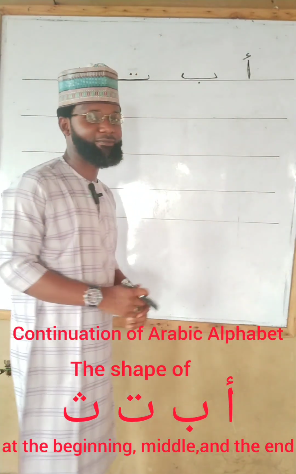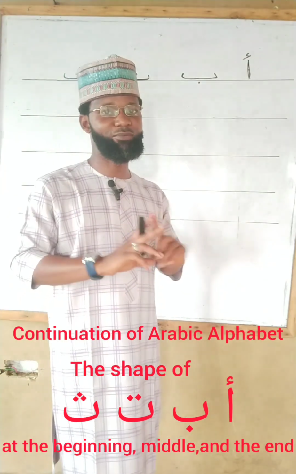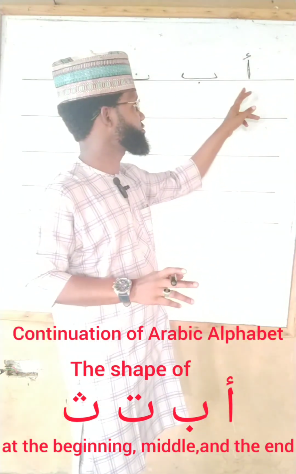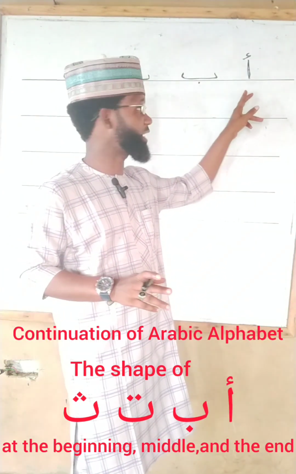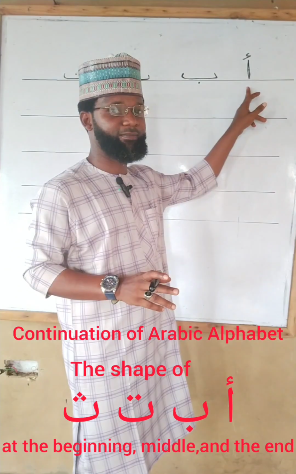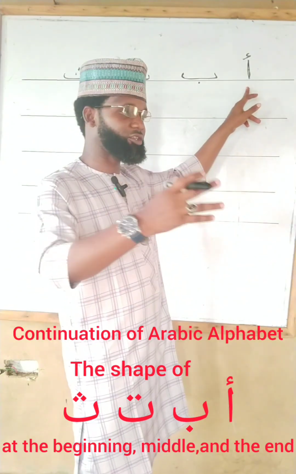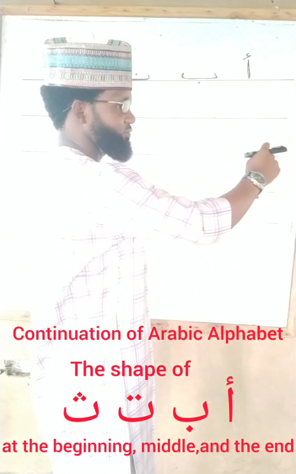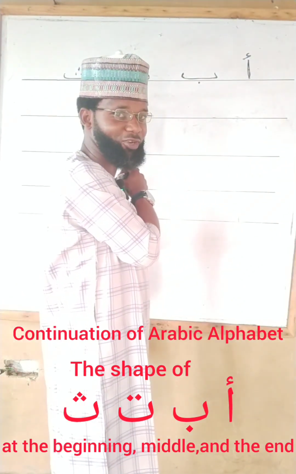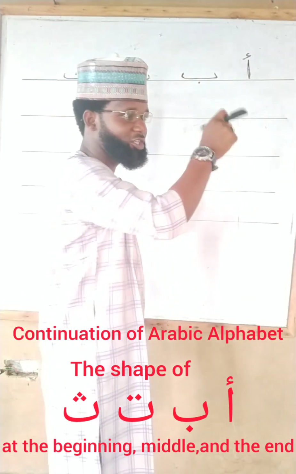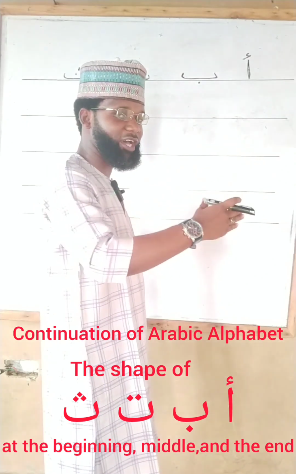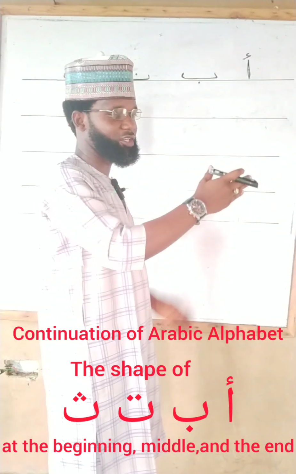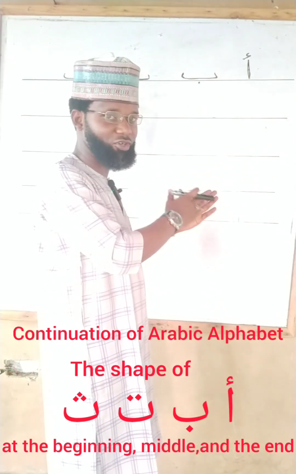This Alif Hamza, it doesn't come at the middle. Once you write this letter, joining it with the one that is coming before it, you know we read from right to left. So if you join it to an alphabet coming from the right, once you've written it, the next one will not join.